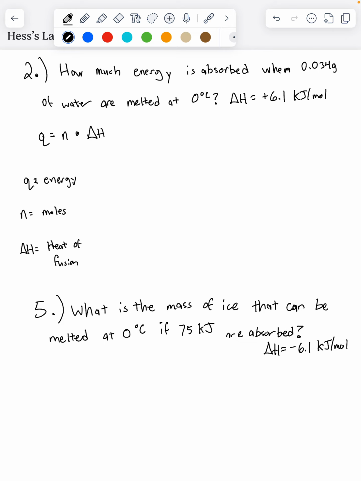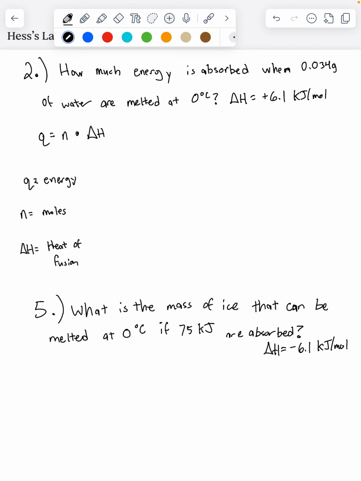So taking a look at problem 2. Problem 2 says how much energy is absorbed when 0.034 grams of water are melted at 0 degrees Celsius. And then it gives us a change of H, I think it's a heat of fusion here, equal to 6.1 kilojoules per mole.